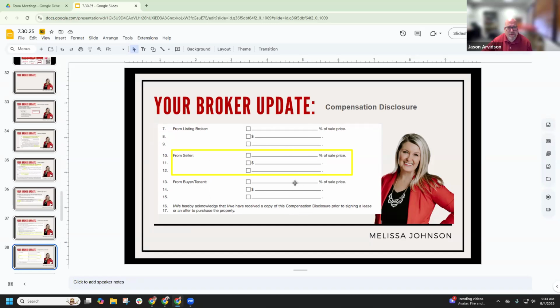This here helps in the compensation disclosure to more clearly spell out or specify who's getting what, the dollar terms in the compensation disclosure, who's paying what, and what compensation comes from the broker, what comes from the seller, and what comes from the buyer and tenant. So if I'm doing broker to broker compensation, where I list that up front, that would be here. If we have a negotiated portion, that's from the seller here.